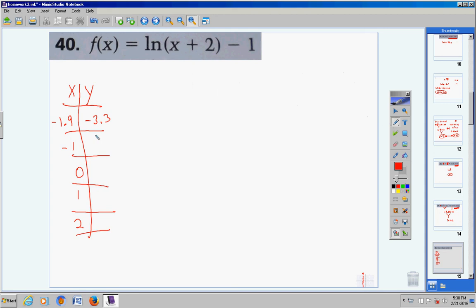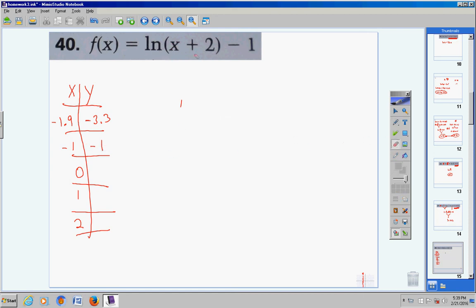You have a negative 1. Put a negative 1 right here. What's negative 1 plus 2? It's 1. So the natural log of 1 minus 1. Well, we know by now, guys, the logarithm of 1 always gives us 0. So the natural log of 1 is 0. Minus 1 is negative 1.